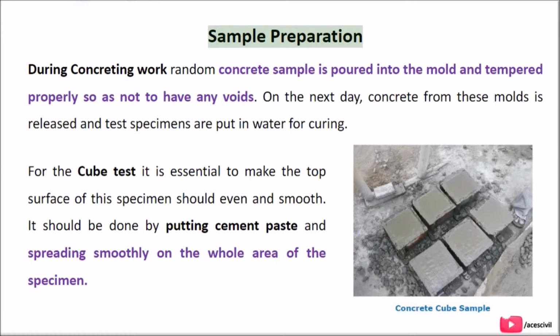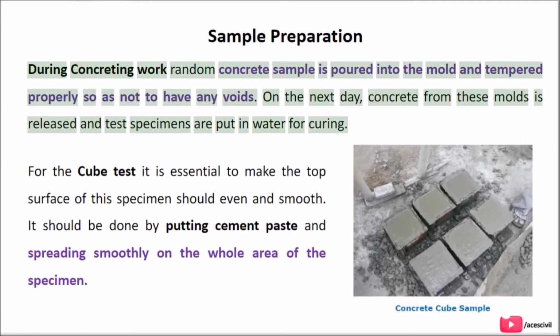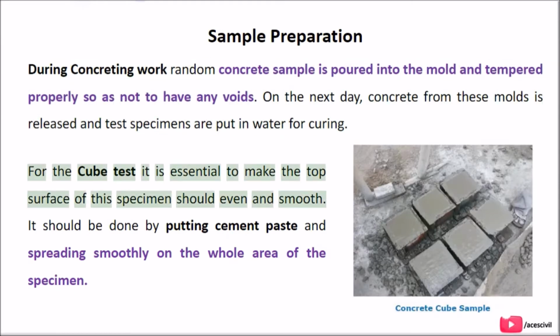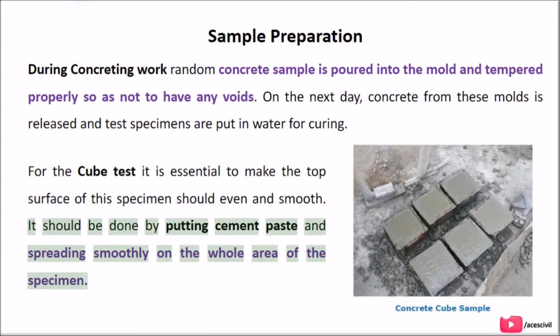Sample preparation. During concreting work, a random concrete sample is poured into the mold and tempered properly so as not to have any voids. On the next day, concrete from these molds is released and test specimens are put in water for curing. For the cube test, it is essential that the top surface of the specimen should be even and smooth. It should be done by putting cement paste and spreading it smoothly on the whole area of the specimen.